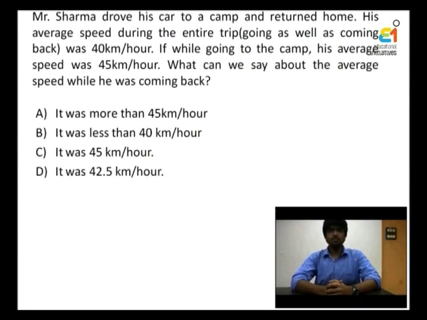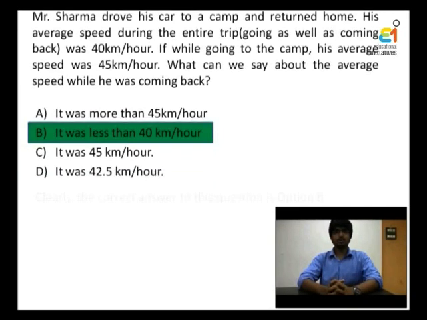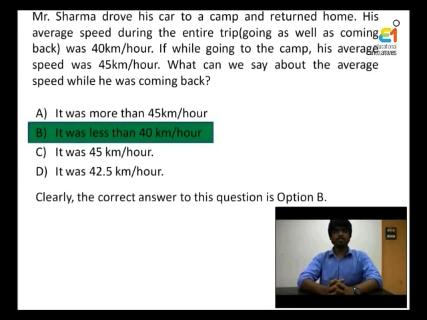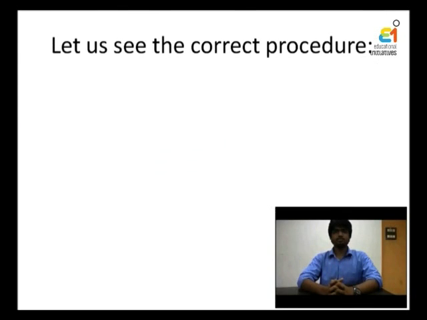The question is, Mr. Sharma drove his car to a camp and returned home. His average speed during the entire trip was 40 km per hour. If while going to the camp, his average speed was 45 km per hour, what can we say about the average speed while he was coming back? Clearly, the correct answer to this question is option B. Let us see the procedure for correct answer.